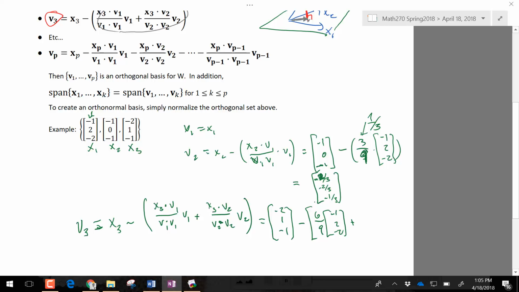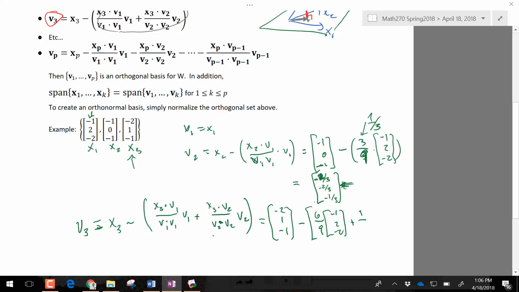And then the second one is x3 and v2. So this is x3 right here, and this is v2 that we found. So that's negative, negative, so it's positive 4/3 minus 2/3 plus 1/3. Negative 1/3. So positive 4/3. And then minus 2/3. And then we add 1/3. So that's 3/3, which is 1, right?